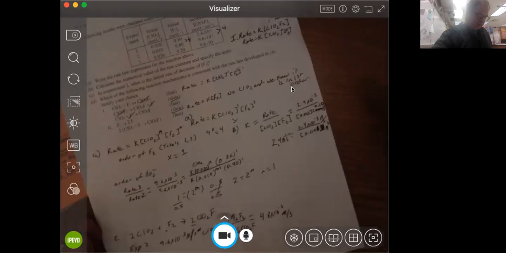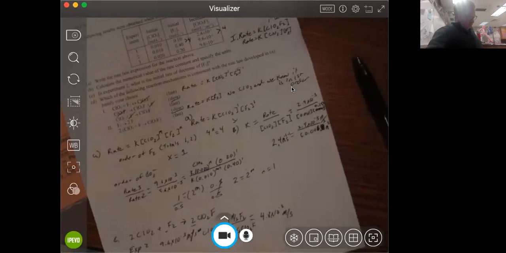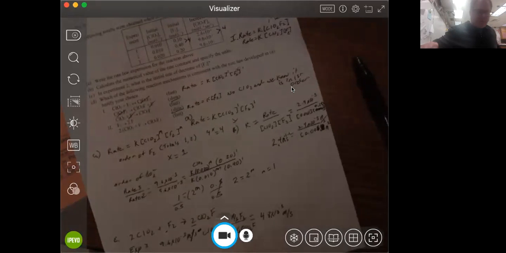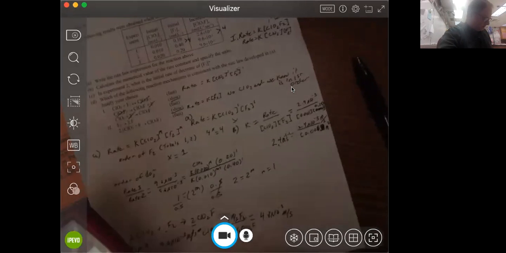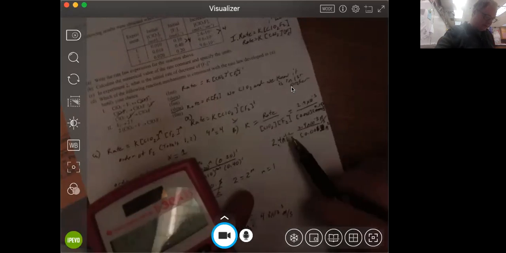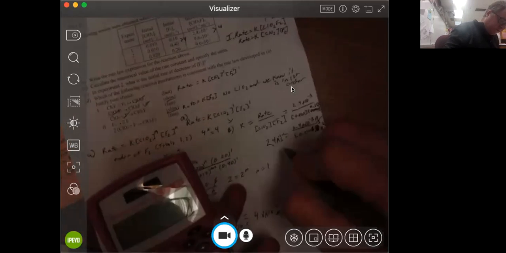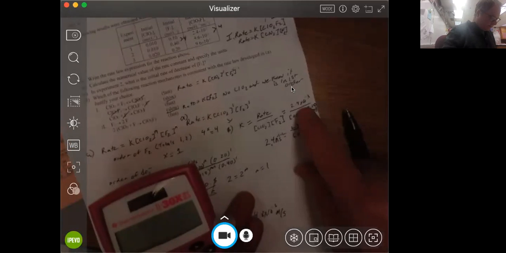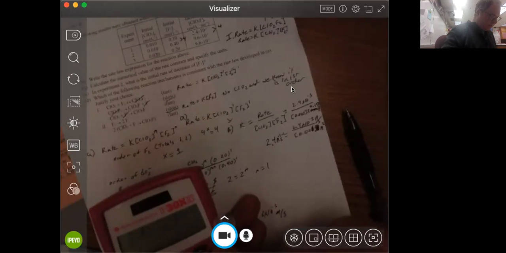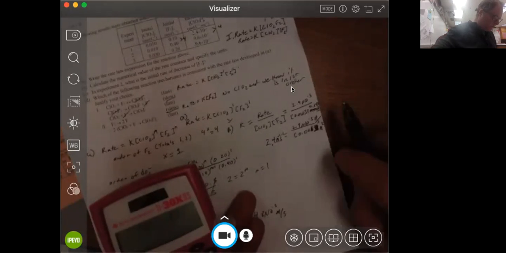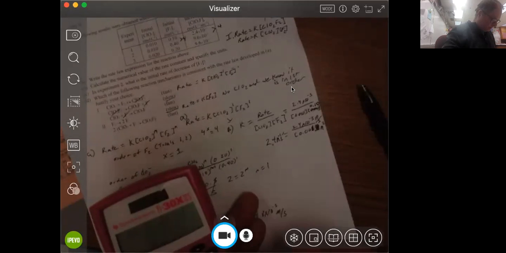Did I do the math for it? Where is the math for it? Let's see. 2.4 times 10 to the negative third divided by 0.01 to the first divided by 0.01. There's the math for it. 2.4 or 24. Did I write something wrong? 10 to the negative third, 0.01. It's not 0.01, 0.01, it's 0.01, 0.1.